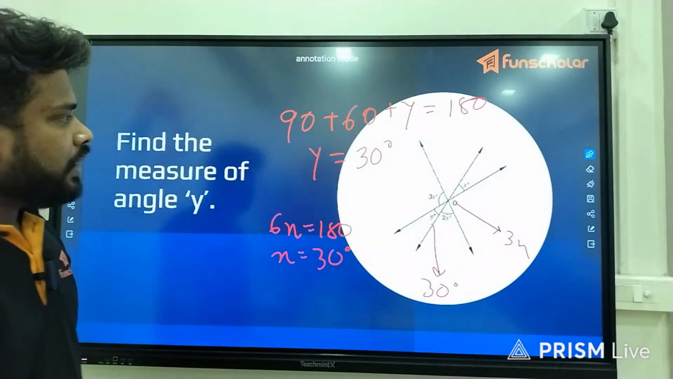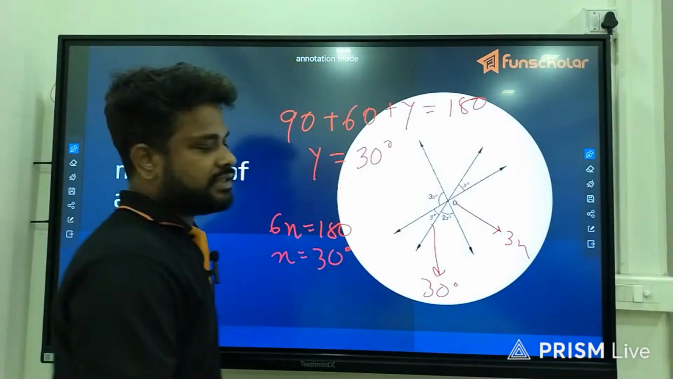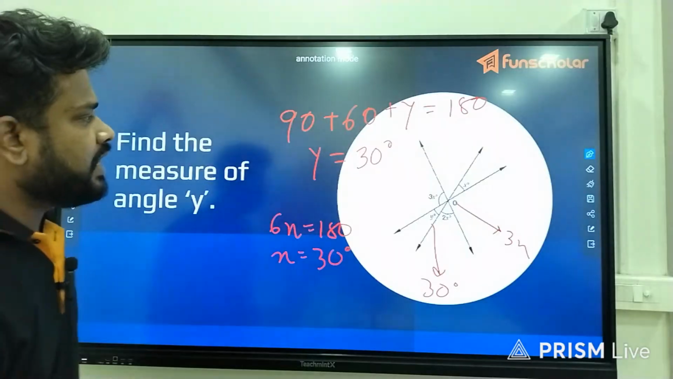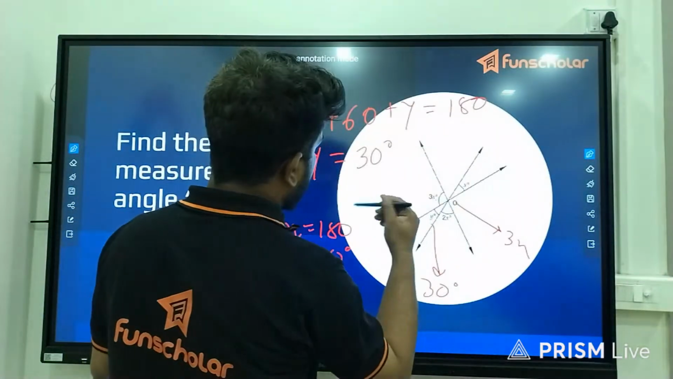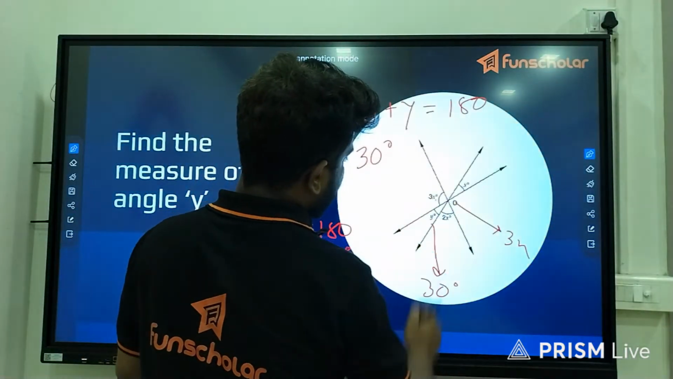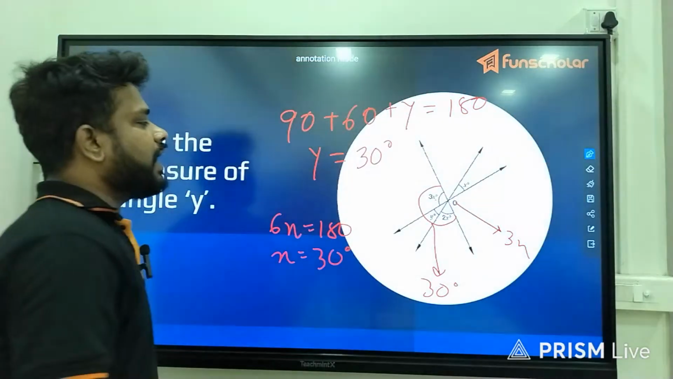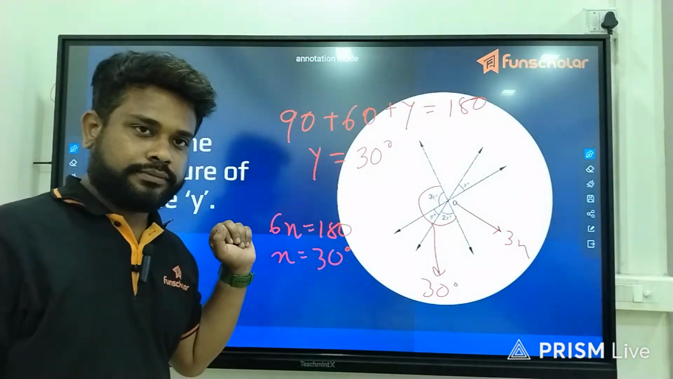Okay. How did I do it? 3x will be the same as the other 3x, because these are vertically opposite angles, and from that I can find the value of x. And 3x plus y plus 2x will be 180 degree, because they all are in the linear pair, and from that we can find the value of y. Okay.